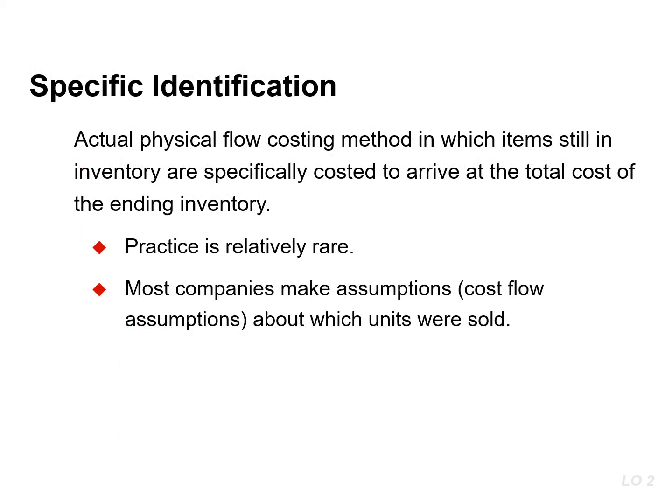Specific identification method requires that companies keep records of the original cost of each individual inventory item. As its name suggests, it does not depend on a cost flow assumption. Even though computers have made it possible to specifically match goods to the actual sale, this method is rarely used. Instead of keeping track of the cost of each item sold, most companies make assumptions about which units were sold.